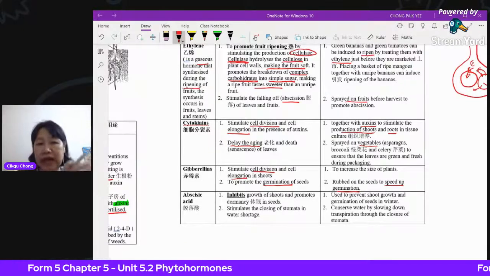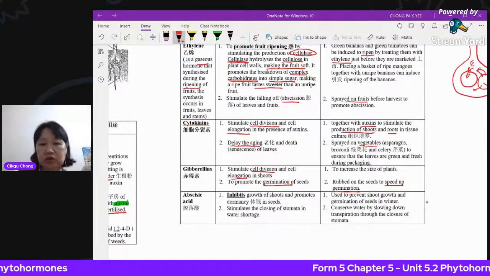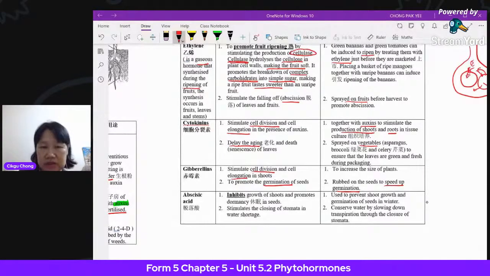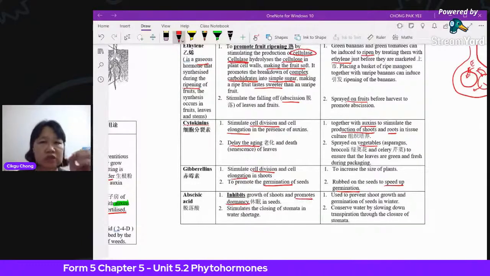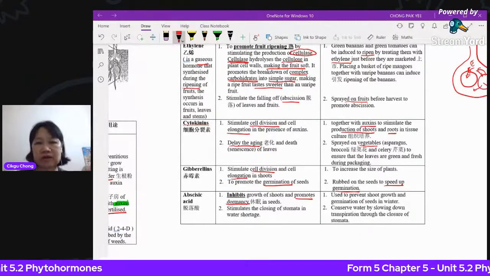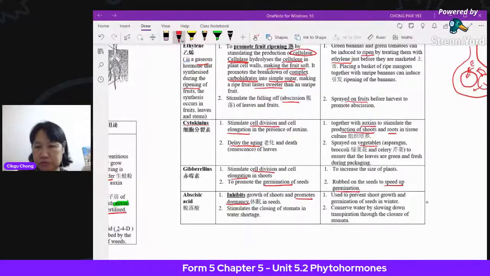Okay, abscisic acid, this is the negative one, together with the ethylene. This one will inhibit the growth. Now, this one is not for growing. It will actually slow down growing and promote dormancy. Dormancy means not growing. The seed is going to rest in the state of not growing, not going to germinate. And then it is to prevent shoot growth.